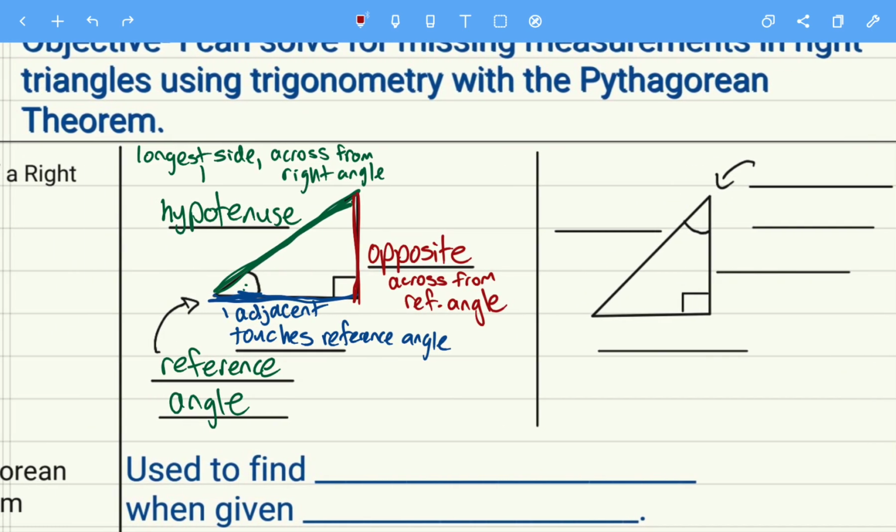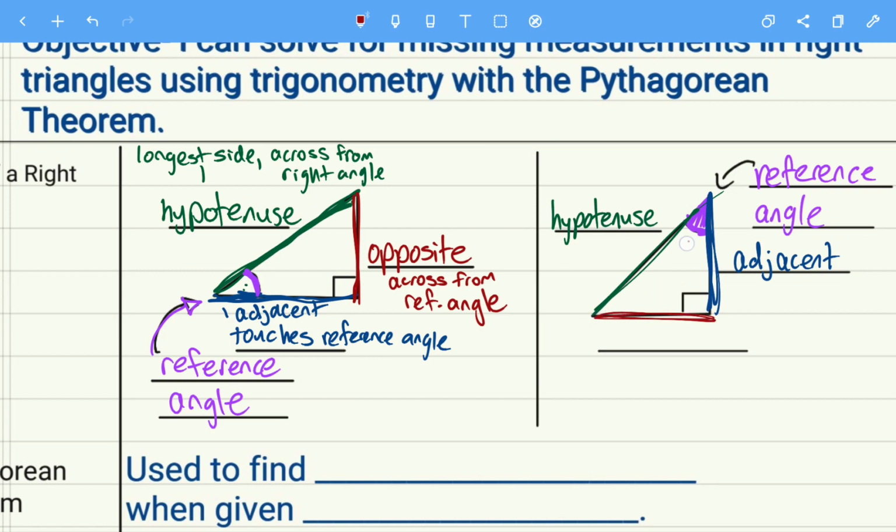And again, these sides are dependent on where our reference angle is. So I've gone ahead and colored the reference angle purple on the left side, and I will do that again here. This is our reference angle. Both of these triangles are in the same orientation, but the reference angle is going to be the top right one instead this time. Hypotenuse is still the longest side. Adjacent is still touching the reference angle, so it's going to be the right side this time. And our opposite is going to be across from the reference angle.